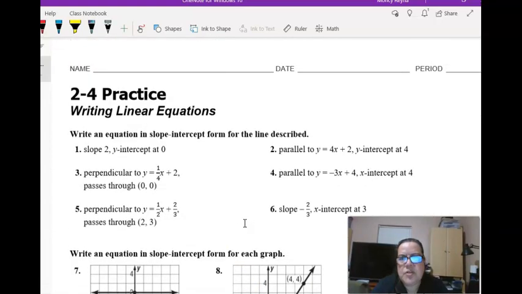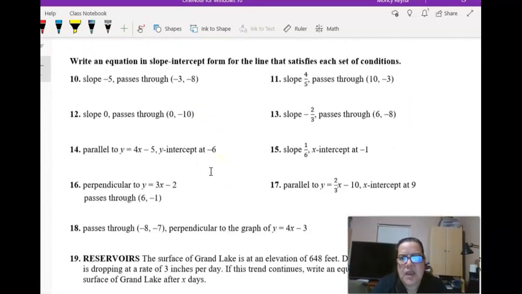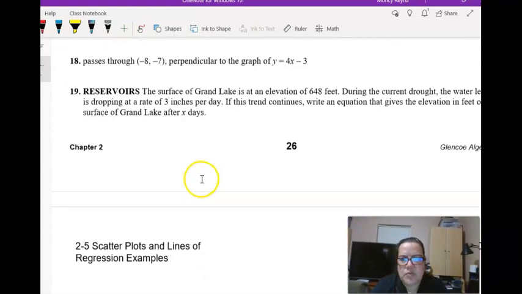In your practice problems, you're going to do the same thing. You're going to write equations with the slope and the y-intercept that they gave you. Same thing here, and pretty much the practice problems are going to be like the ones we did.